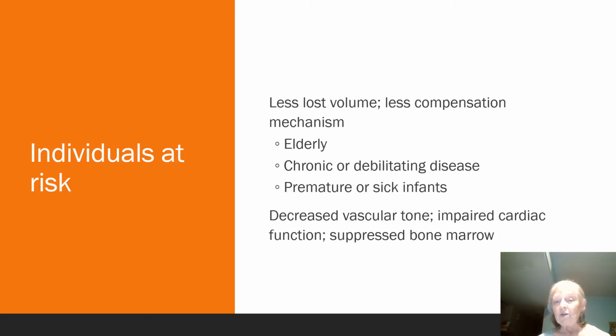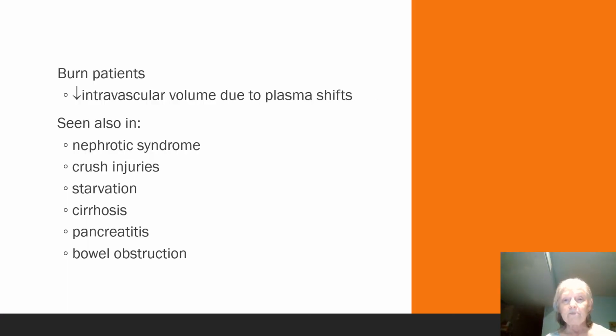So what do we see? Decreased vascular tone. Remember, that's where you're going to have the pooling of the blood. Your heart's not going to work as well as it needs to. And as we said, you can also have suppressed bone marrow where you're not producing the red blood cells. Another one are your burn patients. We're going to talk about burn patients and what happens to them and how the fluid shifts with that. It goes from inside the vasculature to outside of it, and we end up losing it at that particular point. And then some other things too that you can see that can cause issues with hypovolemic shock or hemorrhagic shock.